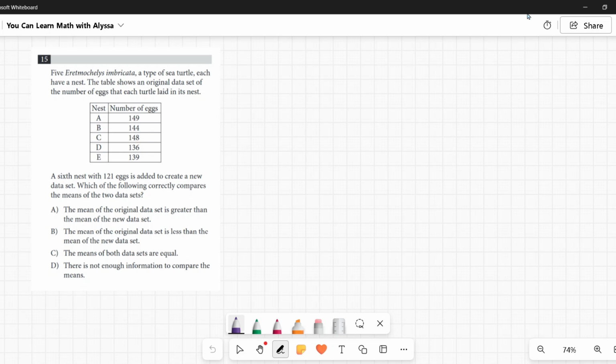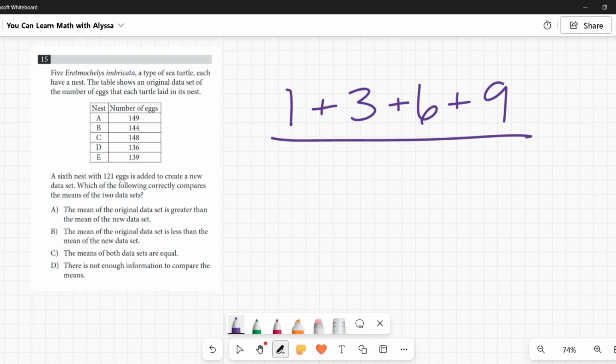Okay, so before I look at their options, I know we're talking about means. Mean is another word for average. When we are averaging a data set, we are adding all of the data together and then dividing by the number of data points. So if my data points were 1, 3, 6, and 9, I would be adding those together and then dividing by the number of data points, which is 1, 2, 3, 4. I divide by 4, and that gives me the average or mean of those numbers.